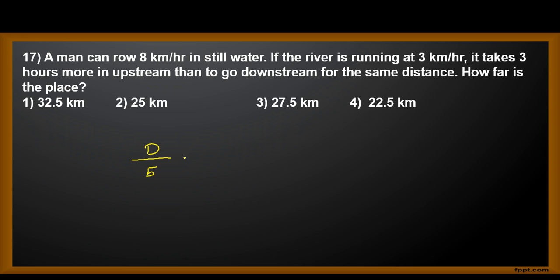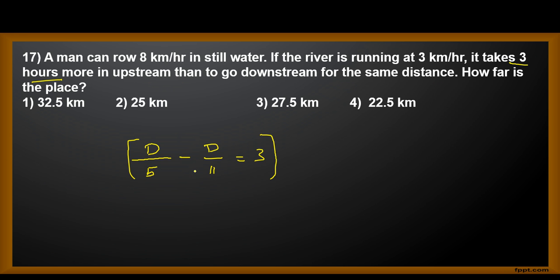Upstream it will take more time than downstream. So D by 5 minus D by downstream speed. What is the downstream speed? 8 plus 3, which is 11. What is the time difference given? 3 hours more, so it equals 3. While solving these kinds of equations, simply concentrate on the denominator and take the LCM.